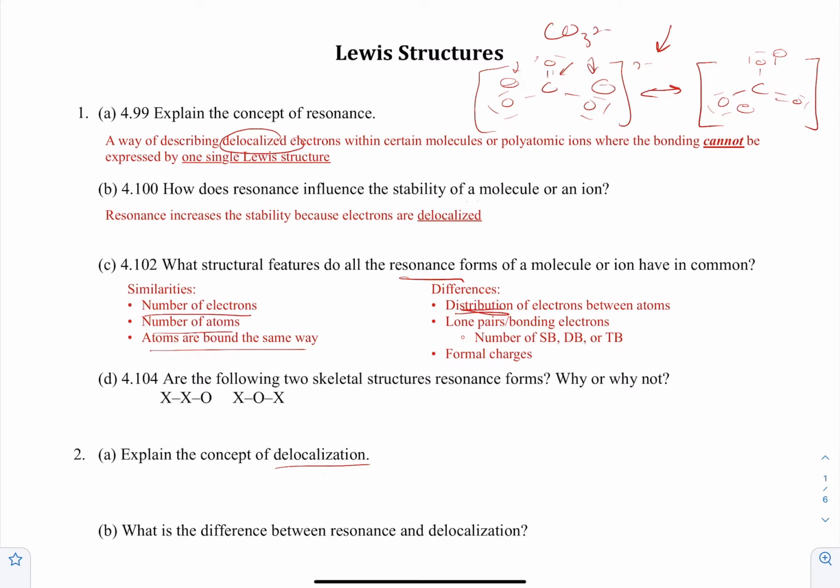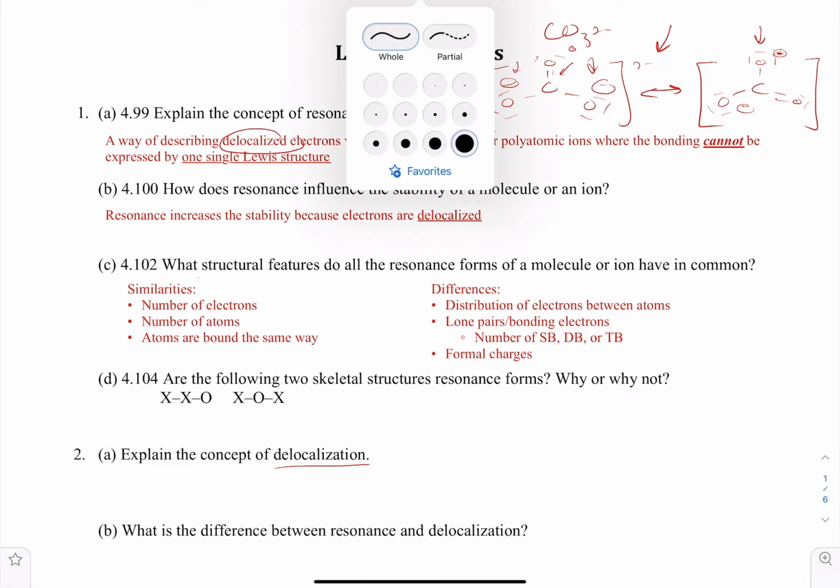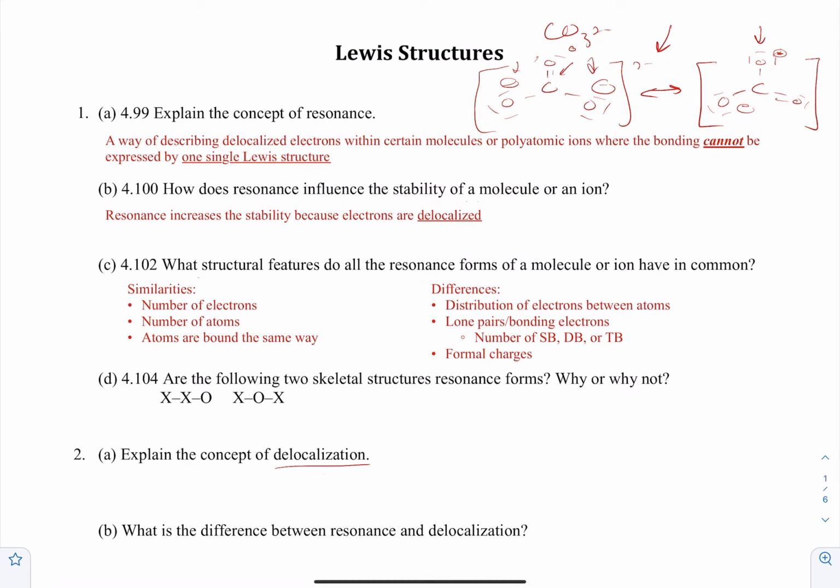So that could change potentially how many lone pairs a particular atom has, or whether there's an extra single or double bond or triple bond, or it could change those numbers for sure. And it could also change the formal charge, right? This oxygen has a formal charge of -1 here and 0 here, okay? So we'll talk more about formal charge here in a second, but those are the kind of main differences between resonance structures. They should always look the same as far as structure goes. They should always be bound the same, but the electron distribution around them will usually change.